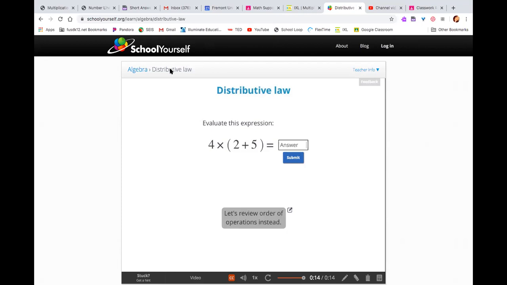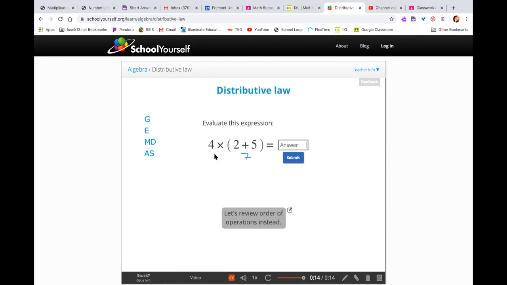So for following order of operations, and we're following GEMDAS right here, what would we do first? The group. Okay. So we're going to do 2 plus 5? Yeah. Okay. And 2 plus 5 is? 7.